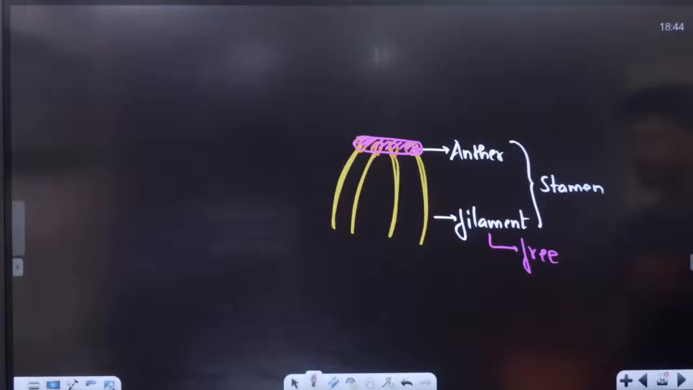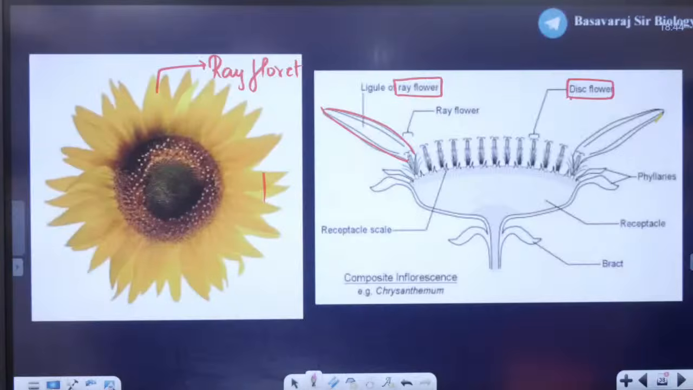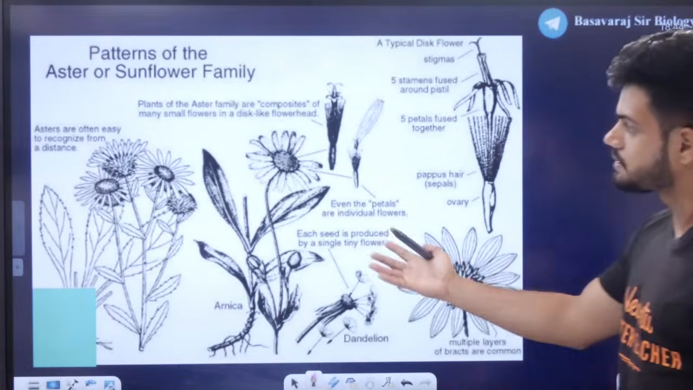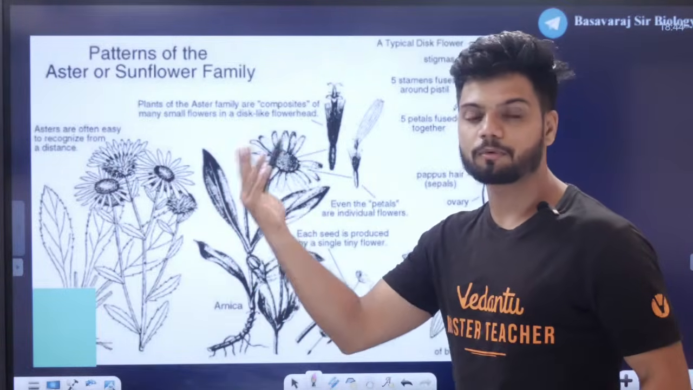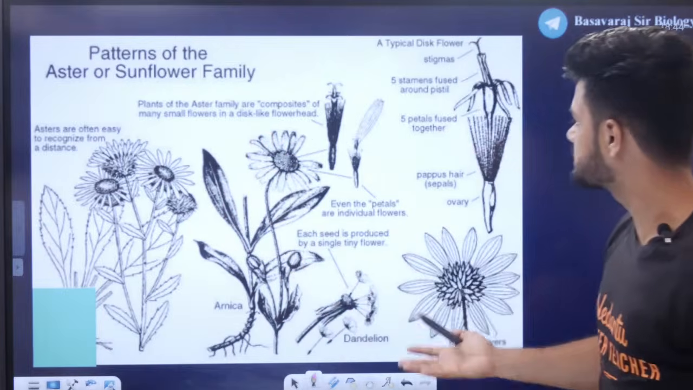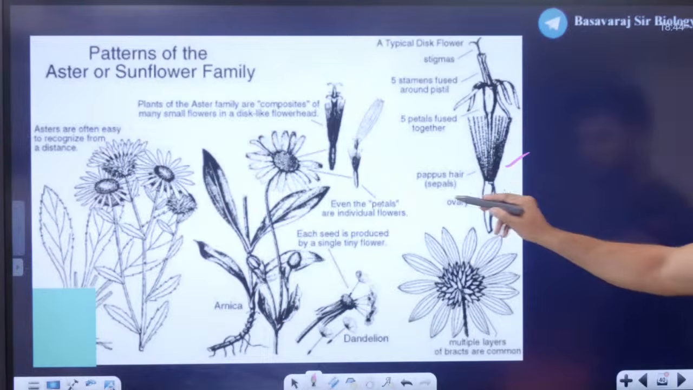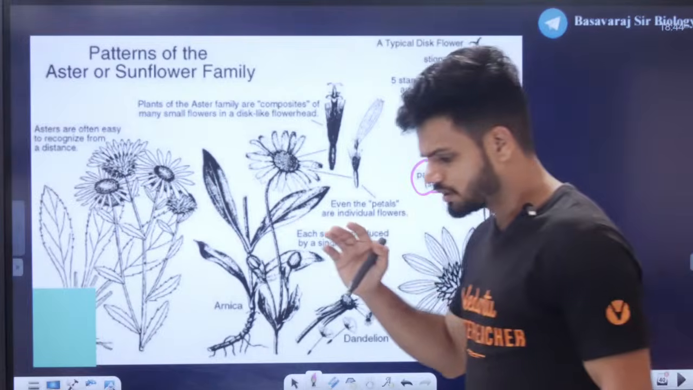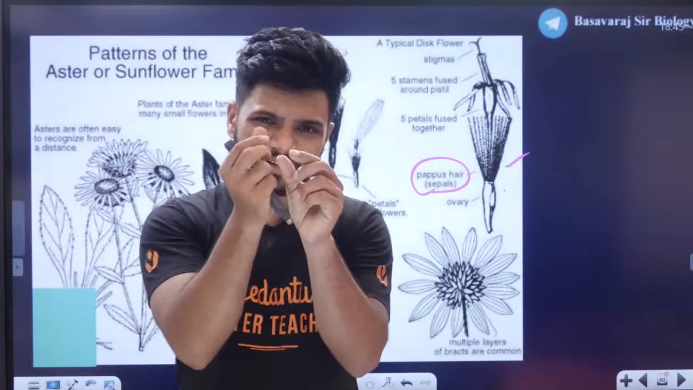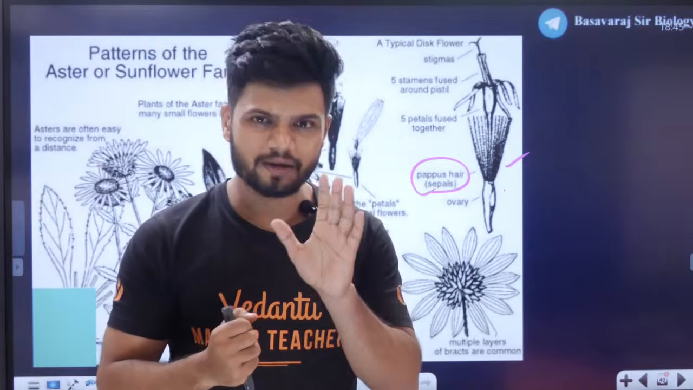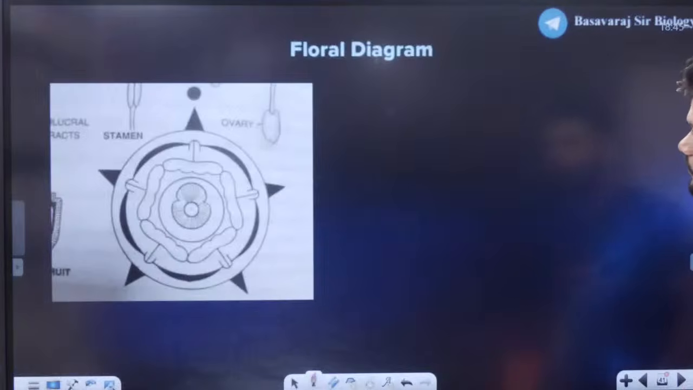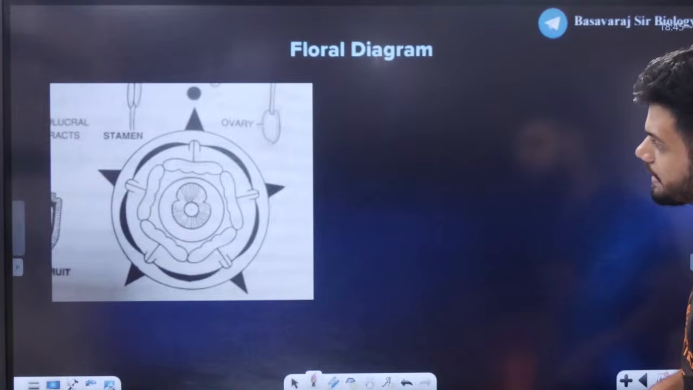Students, let me tell you one more thing today. This is an image I've taken from a proper higher-level book, not from your NCERT. Can you see? This is the pappus, the sepals. The calyx is modified into pappus right here. You might have seen it. How many of you have seen pappus? When you open some flowers, do you see a feathery structure? That is called pappus. This is the floral diagram right here.